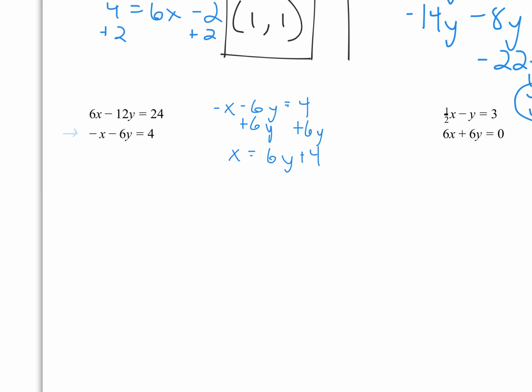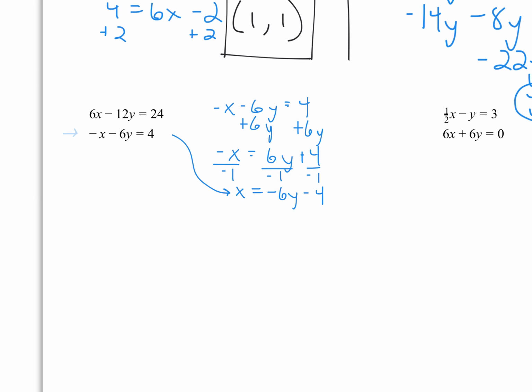6y plus 4. But that is still negative x. So what I need to do is divide everything by a negative 1 to make that positive x. So I get x equals negative 6y minus 4. That is the rewritten equation for that second equation.